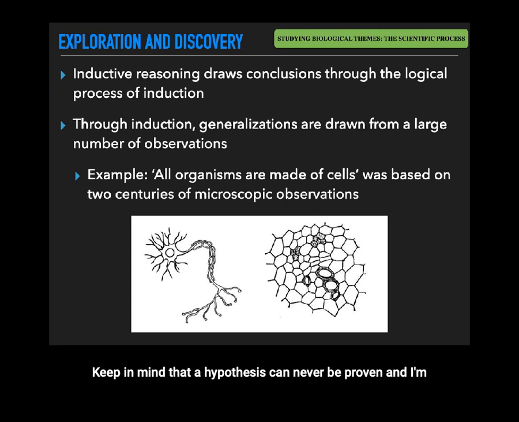Keep in mind that a hypothesis can never be proven. And I'm going to repeat that again. A hypothesis can never be proven. So as you go through science, you can say that your experiments support your hypothesis, but it can never be 100% proven. And that is because we can never test all the possible alternatives that could explain your data. So be careful with your language when you speak or write about scientific findings. We aren't proving or even disproving things. We are providing evidence for or against a particular hypothesis.